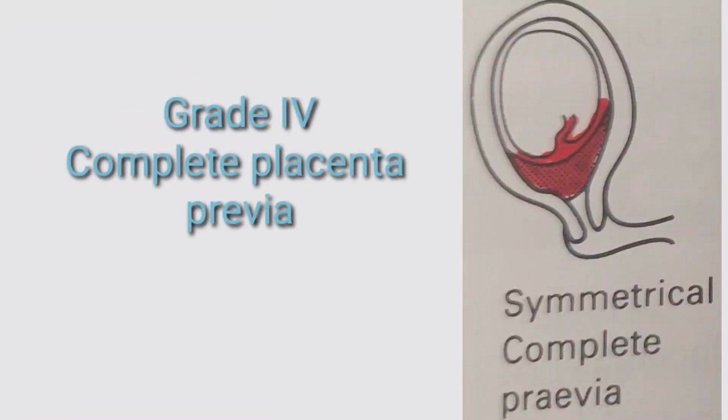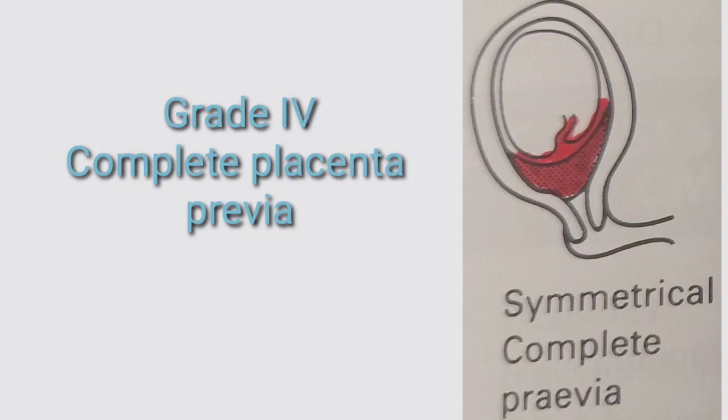And the last is placenta previa grade 4. This is complete placenta previa, and this usually occupies the entire internal os. It's completely occupying the internal os. So this is a symmetrical complete placenta previa. Sometimes it is symmetrical, sometimes it's asymmetrical, but it doesn't matter. It's just the classification, a radiological classification.